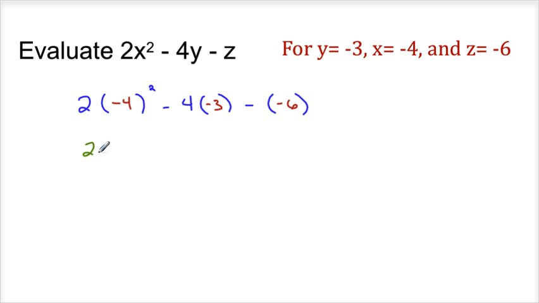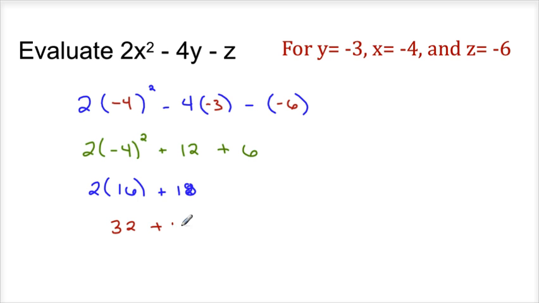So I'm going to rewrite this as 2 times negative 4 squared plus 12 plus 6. You could have done the first one as well. Negative 4 squared becomes 16, so 2 times 16 is 32, plus 12, plus 6, or how about just plus 18? 32 plus 18, I get an answer of 50.